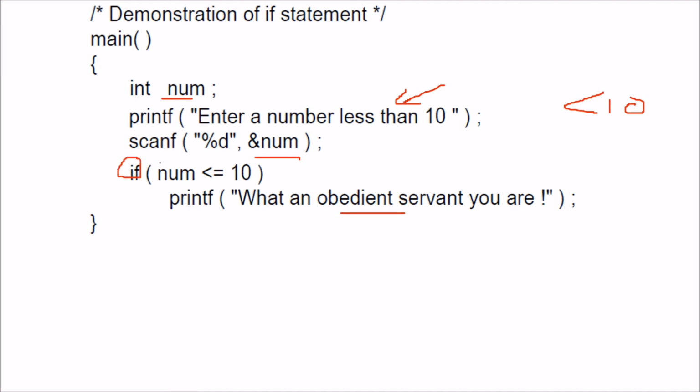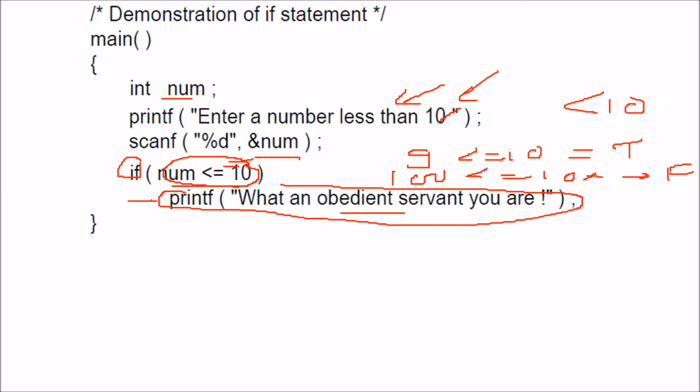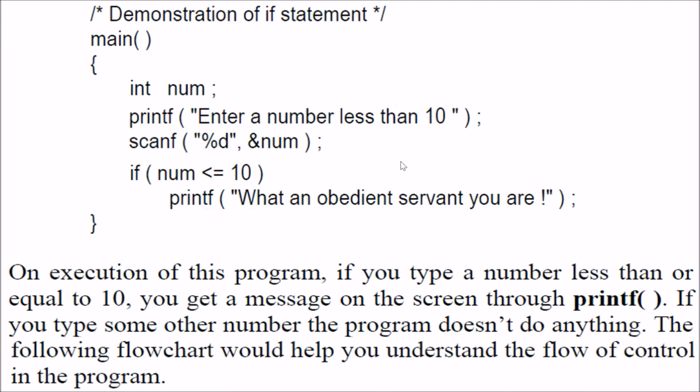The if has this condition, which is going to give you either true or false. If you enter 9, 9 is less than or equal to 10, so it will be true. If somebody enters 100, 100 is not less than or equal to 10, so it will give you false. Depending upon true, this line will be executed. If it is false, this line will not be executed and control will not go to this line. Otherwise, if this is true, control will go to this line. That is the decision control.